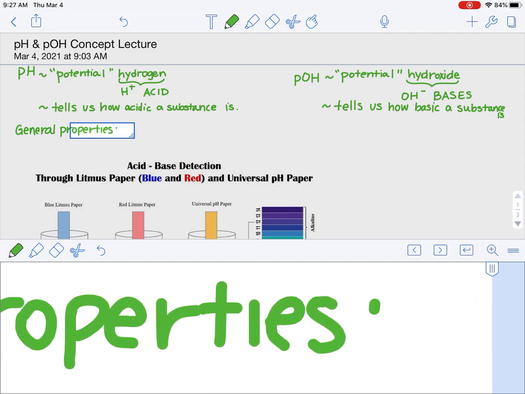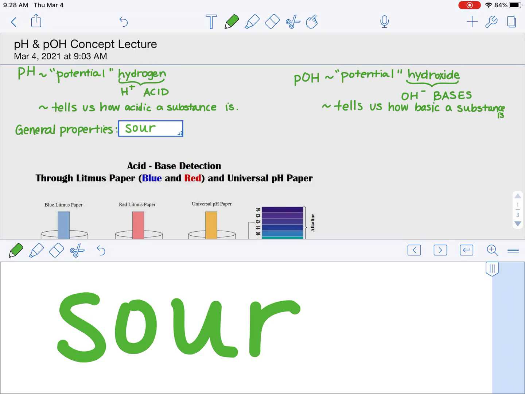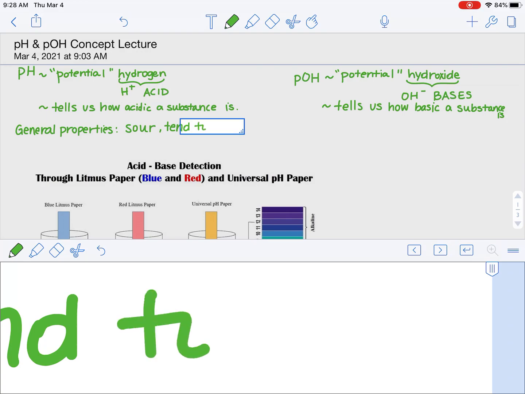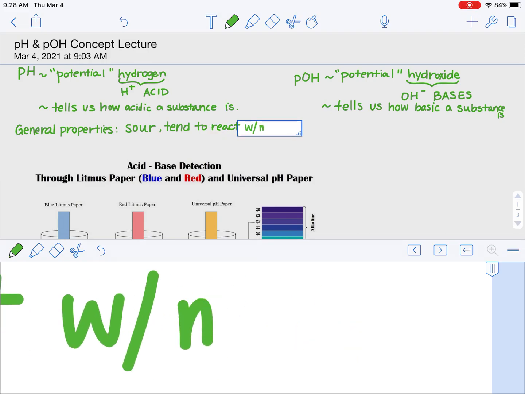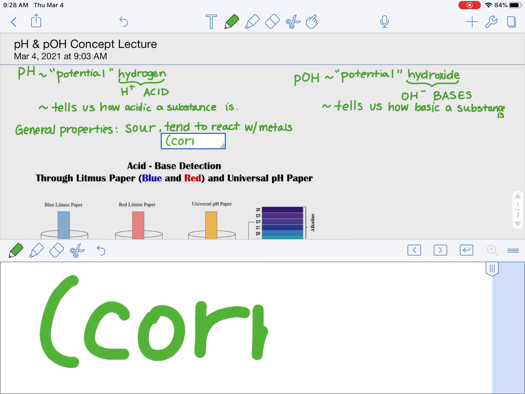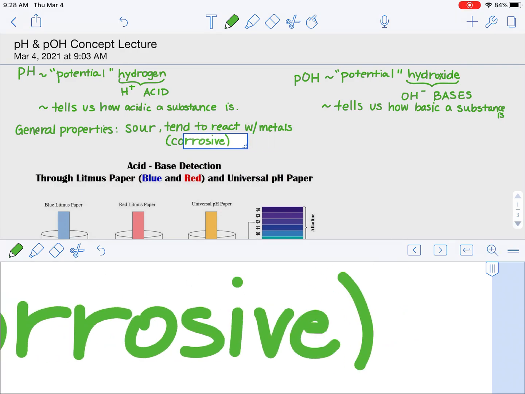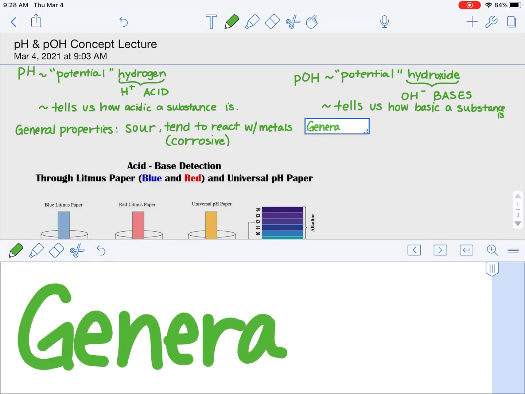Some general properties of acids. They tend to be sour, and they tend to react with metals. You may see warning labels called corrosive on acids because that means they tend to react with metals.